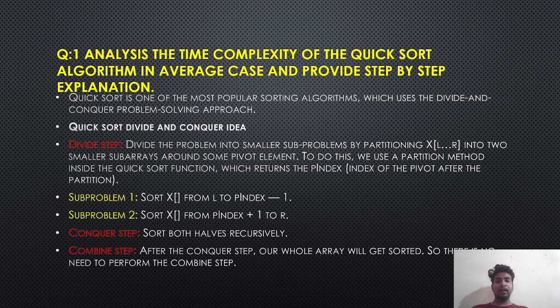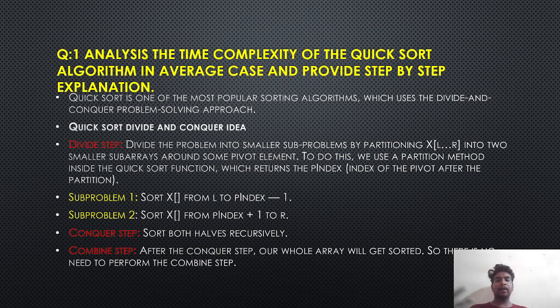So, first question is: analyze the time complexity of the quicksort algorithm in the average case and provide a step-by-step explanation. First of all, quicksort is one of the most popular sorting algorithms, which uses the divide and conquer problem solving approach. The divide step is to divide the problem into smaller subproblems, partitioning into two smaller subarrays around some pivot element. To do this, we use a partition method inside the quicksort function, which returns the index of the pivot after the partition.